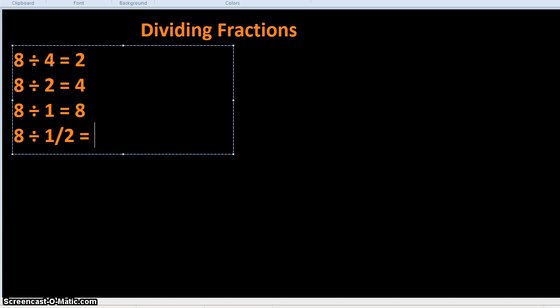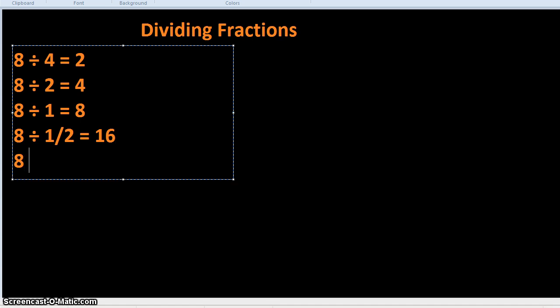Now if you notice a pattern, we've had 8 divided by 4, 2, 1, and the answer's been 2, 4, 8. Each time you halve what you divide by, you multiply your answer by 2. So what would you guess 8 divided by a half is? Well, it's actually 16.